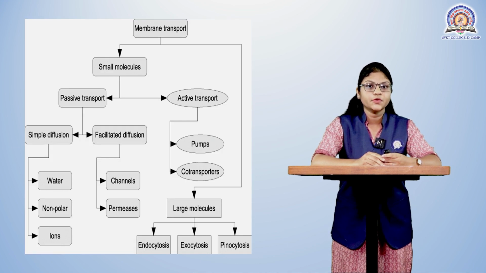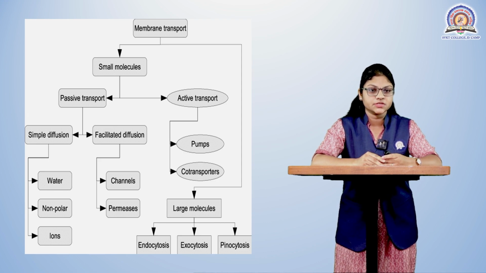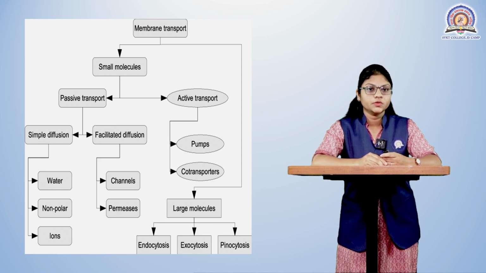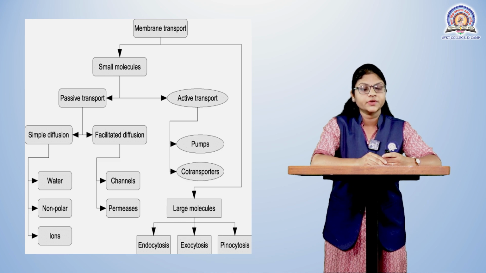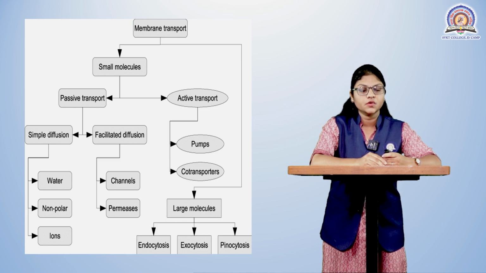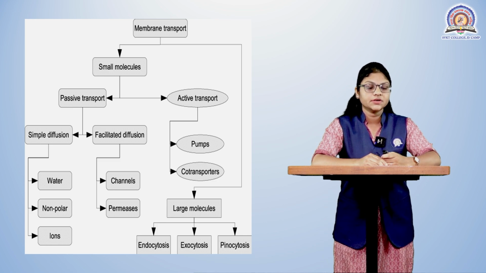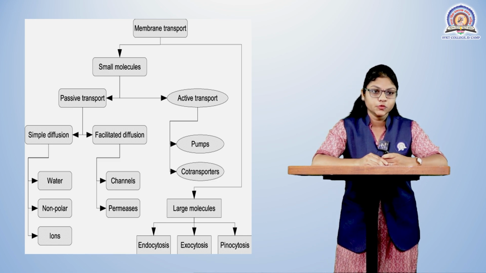Okay, this is a flow chart of membrane transportation. There are two types of molecules that have to be transported across the membrane: one is the small molecule and the second is the larger molecule. The smaller molecules are transported by two systems: one is the passive transport system and the second is the active transport system.